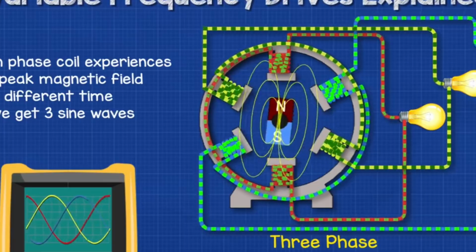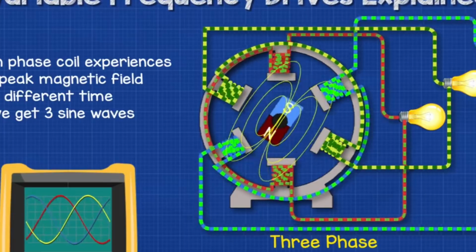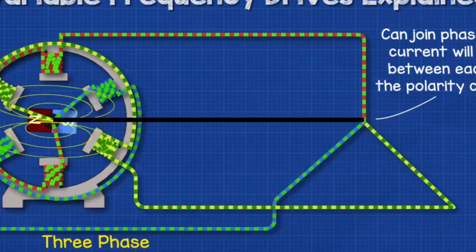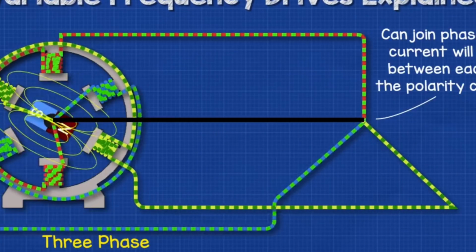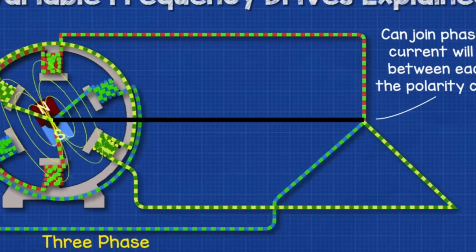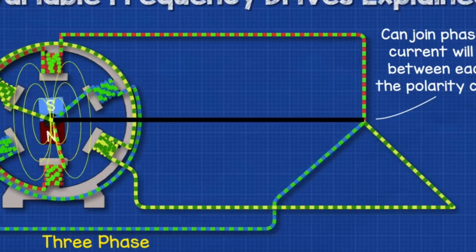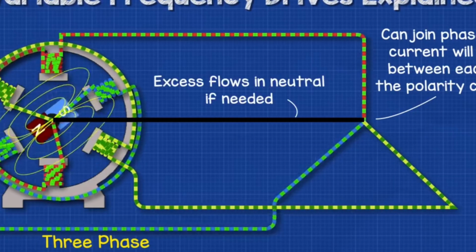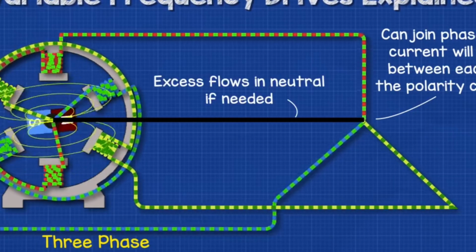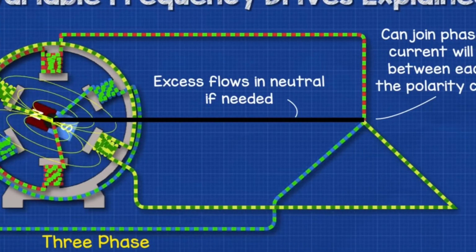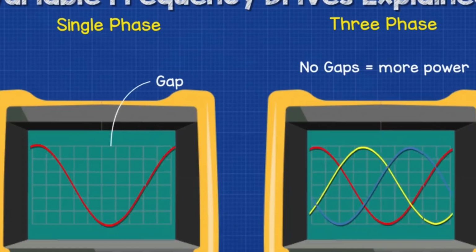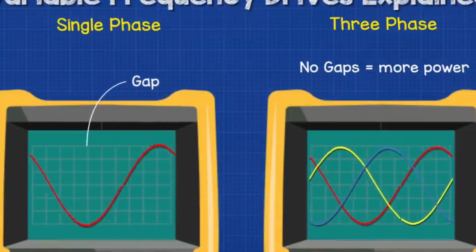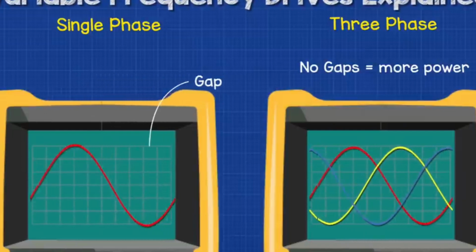Remember, electricity wants to get back to its source to complete a circuit. As the current is flowing forwards and backwards at different times in each of the phases, we can essentially connect the phases together and the current will move between the different phases as the polarity of each phase moves forwards and backwards at a different time. Any excess will flow in the neutral back to the source if needed, and that's only if it's unbalanced. With single phase, we have these large gaps between the peaks, but with three phase, these can be combined to fill in the gap and therefore deliver more power.